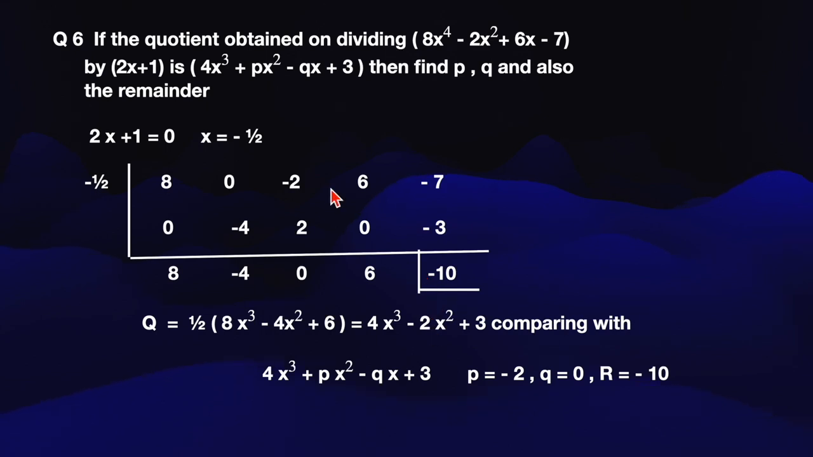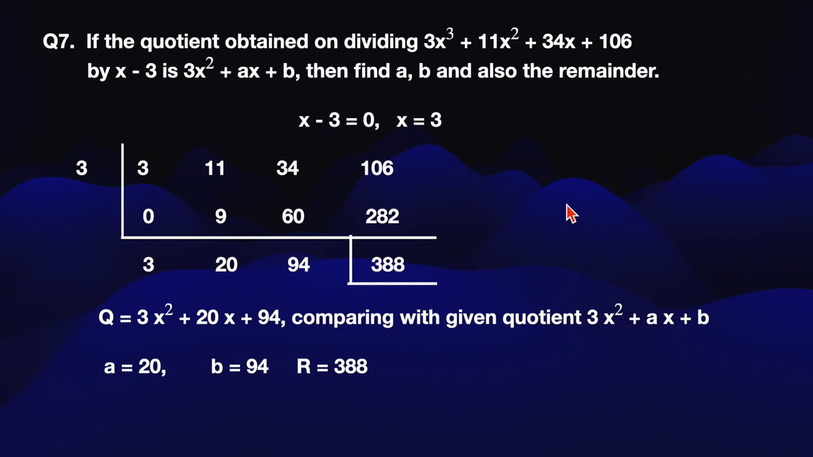See here, the coefficient of x square is p, so p is minus 2. Coefficient of x is q, and here the coefficient of x is 0, so q is 0. Remainder is r, that is minus 10.